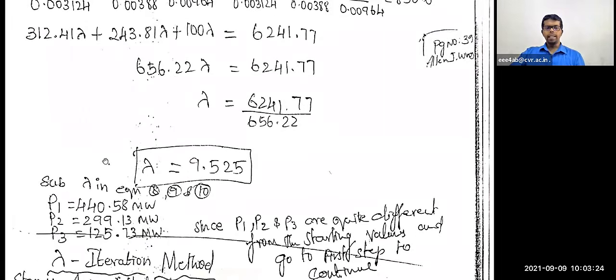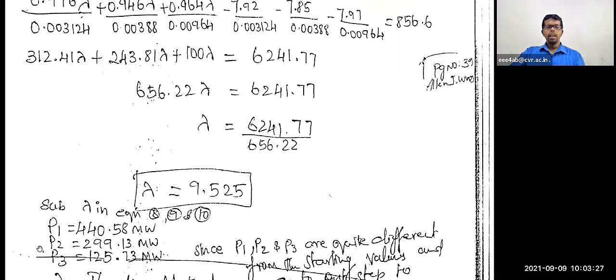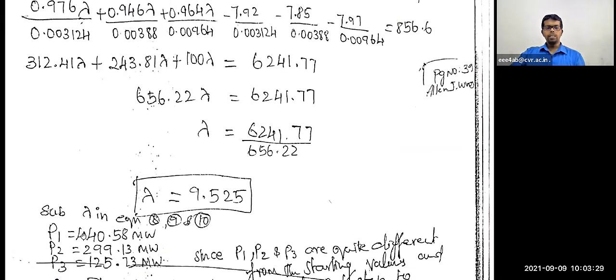So further, finding out equations 8, 9, 10 by substituting, you'll get the P1 value as 440.58 megawatt, P2 is equal to 299.13 megawatt, P3 is equal to 125.73 megawatt. Around this value, you will also get. Okay, so you find out exactly. Sometimes in the problem, I'll be rounding off after the decimal. So you don't round off, you take 4 digits after the decimal, then you'll get the exact answer.